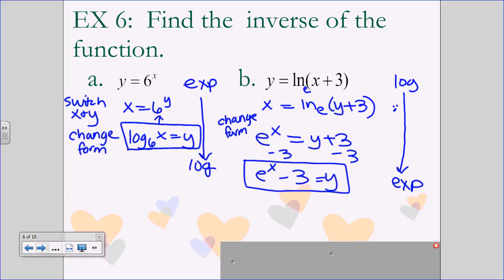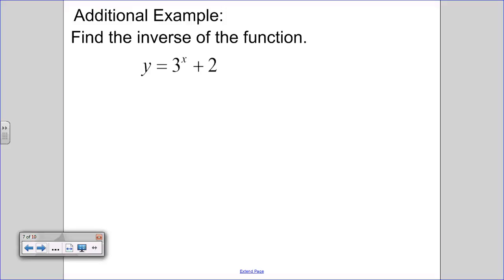Okay, this is kind of tricky, so I'm going to do one more example. It's not on your handout, so I want you to go ahead and write this one down, either on the handout if you have more space, or on a piece of paper, so that we get one more example of that. We're going to start with y equals 3 to the x plus 2. I'm finding the inverse. This is an exponential function, which means I want to end up with a log. There has to be a log in my answer.